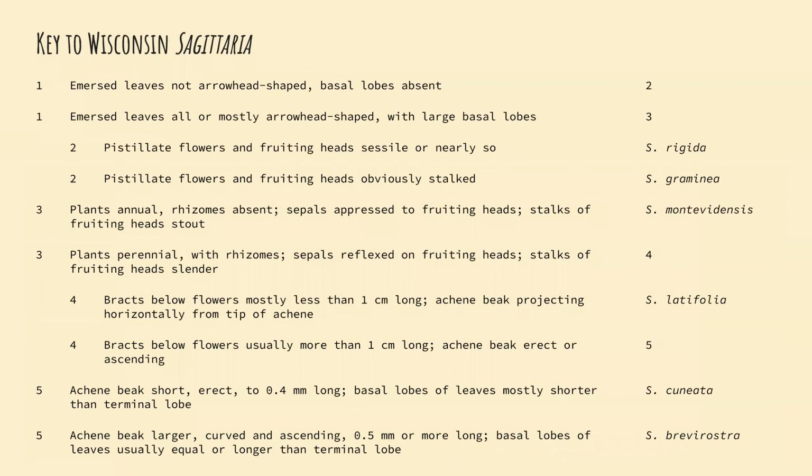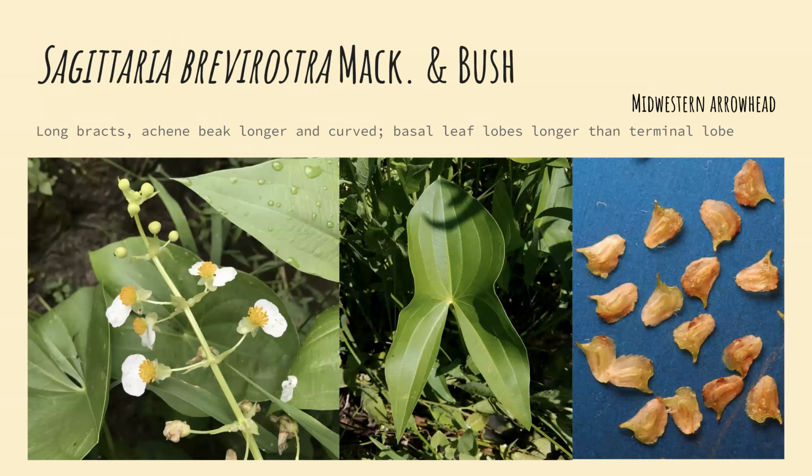Probably doesn't make too much sense to go through the key one step at a time, but this is the key to species of Sagittaria. And just browsing through this really quickly, you can see that we have some features like whether the leaves are arrowhead shaped or not, whether the fruiting heads are stalked, so sessile versus stalked, plants annual versus perennial, bract sizes, and arrangement of the achene beaks are going to be useful for telling these species apart. So I'm just going to go through each of the species, highlight their morphology, and then show you their geography.